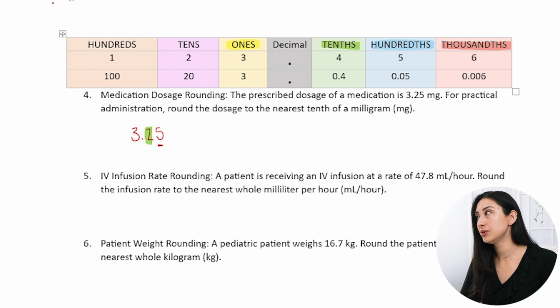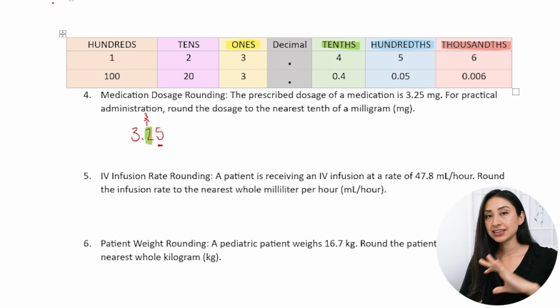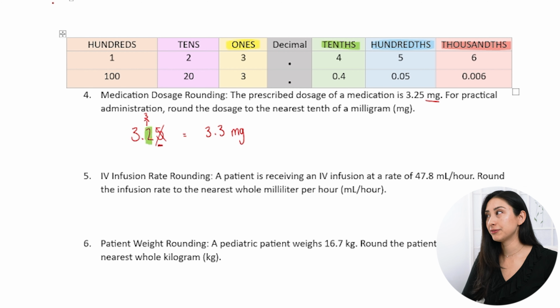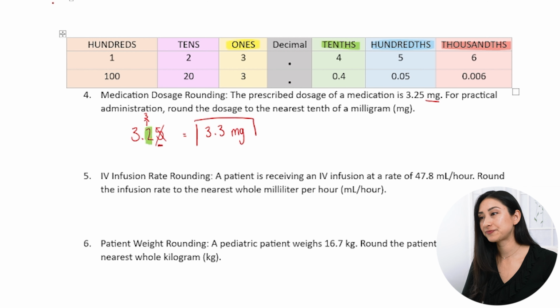That means that 2 should go to the next value up, which would be 3. And then anything after that 3 will be eliminated. I don't need to add any trailing zeros. So my final answer for this one would have been 3.3, and don't forget your unit, milligrams. 3.3 milligrams. That would have been my final answer for this one.